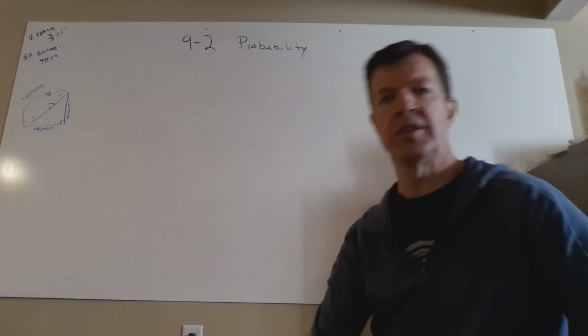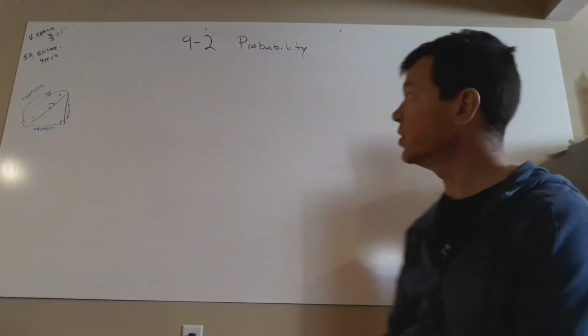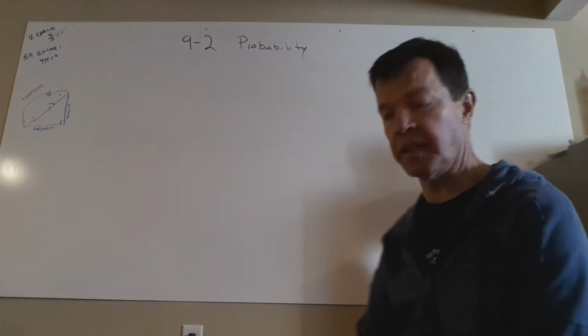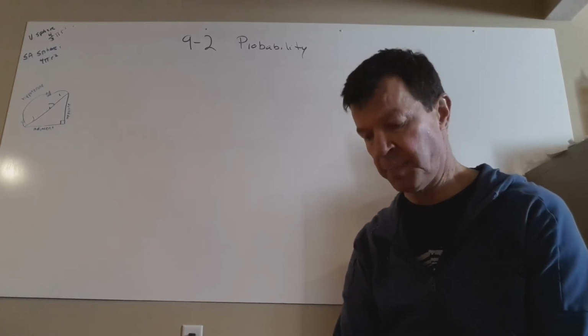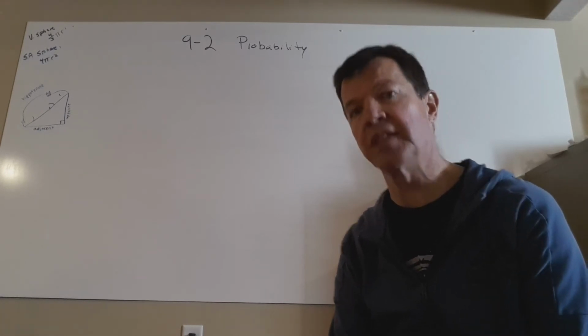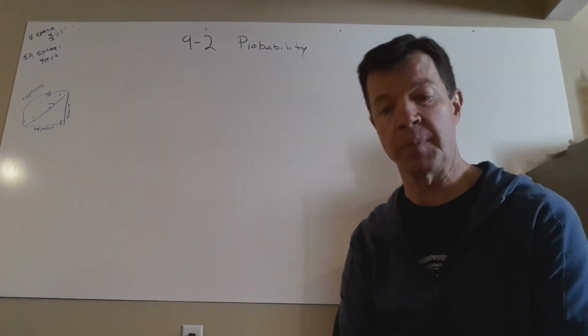Hello, we are starting in section 9.2, chapter 9, section 2, and it's probability in our book, so we're just going to go over a quick lesson on that. Probability just deals with the chances of something happening, like what's the likelihood of something happening.